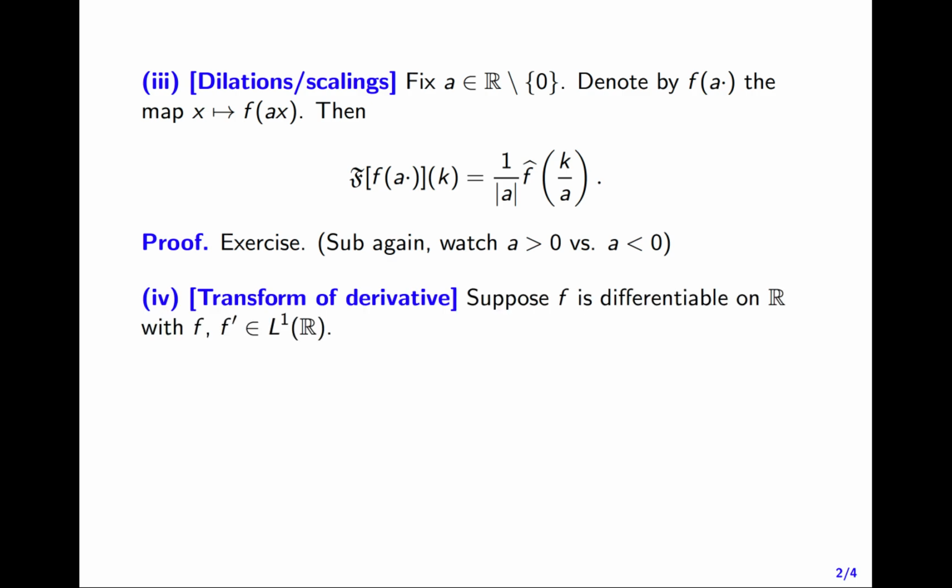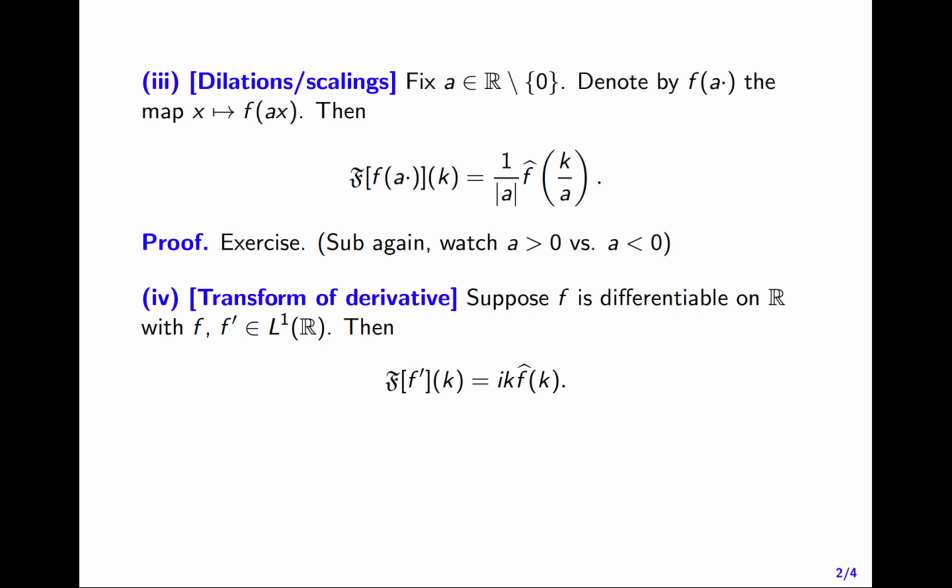Part 4, the transform of the derivative. Suppose we have a differentiable function f on R, and f and f prime are both in L1. Then the Fourier transform of f prime at k is ik times f hat of k. Part 4 is tremendously useful to us. It looks just like the analogous identity that we saw with Fourier series, or the derivative, the Fourier coefficient of a derivative.